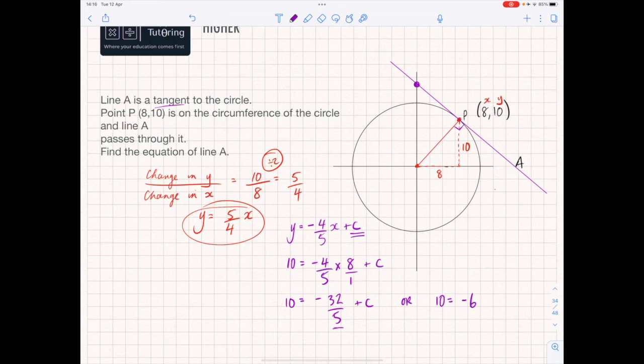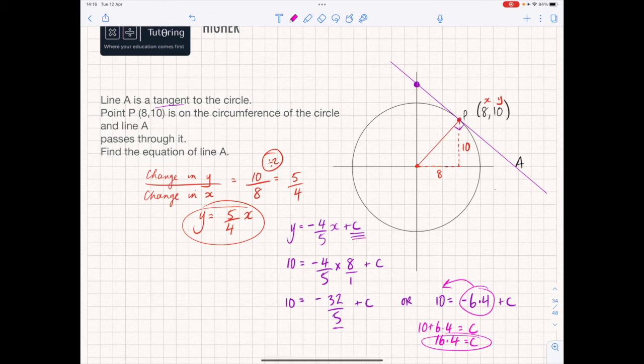Well, it's 6 times, and then 2 left over, and that's 2 over 5. Or you could write that as 0.4 plus c. So we're saying 10 is equal to minus 6.4 plus c. And then what I do is I go, right, that needs to come over this side. Because it's minus 6.4, when I move it, it becomes plus 6.4 is equal to c. So c is equal to 16.4.